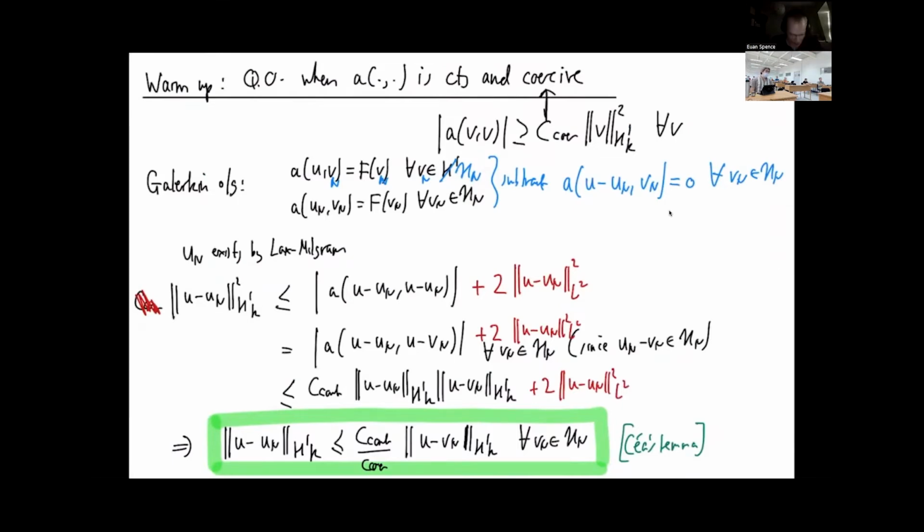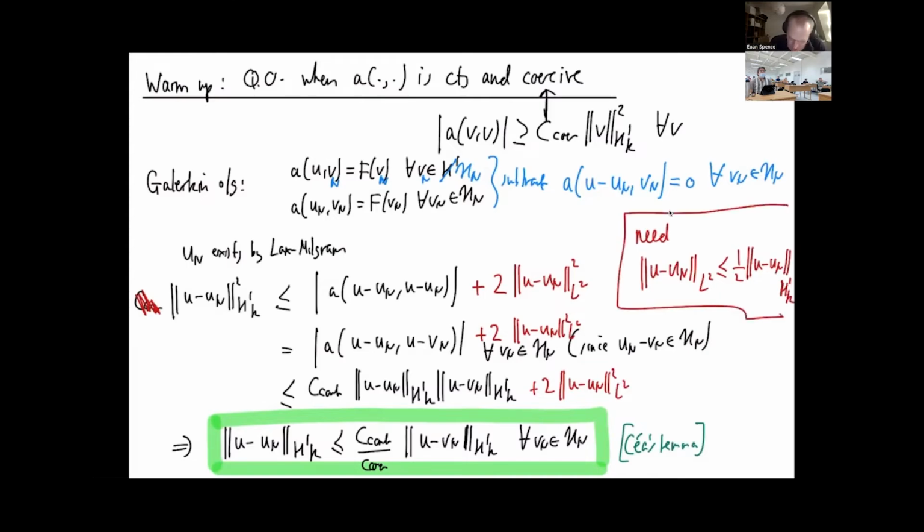Okay, so now, what I need, or I would like, is to show that the norm of U minus Uh in L2 is smaller than, let's say, a half of the norm of U minus Uh in now this H1k norm. Because if I can do that, then it means I can take this fellow here and absorb it into the left-hand side. Do you agree, Stephen?